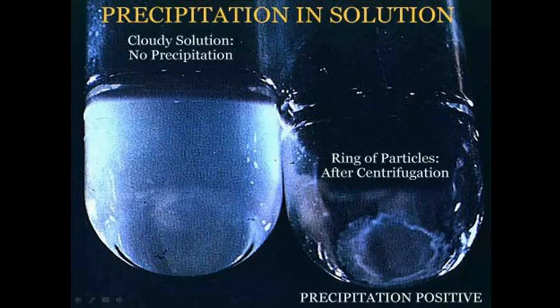So precipitation is differentiated from agglutination in having a soluble antigen, and here we can see the left side of the test tube there is a cloudy solution which shows that there is no precipitation reaction, and in the right side of the test tube there is a ring of particles which is seen after centrifugation, and this shows the precipitation reaction in the right side of the test tube.